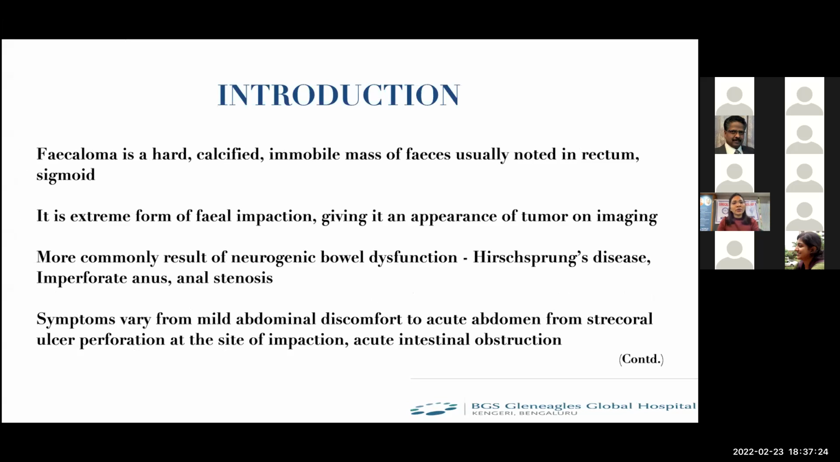Fecaloma is a hard, calcified, immobile mass of feces usually noted in the rectum and sigmoid colon. It is an extreme form of fecal impaction, giving it an appearance of tumor on imaging. It is more commonly due to neurogenic bowel dysfunction, such as Hirschsprung's disease in children, imperforate anus, and anal stenosis. Symptoms vary from mild abdominal discomfort to an acute abdomen, from stercoral ulcer perforation at the site of impaction to an acute large bowel obstruction.